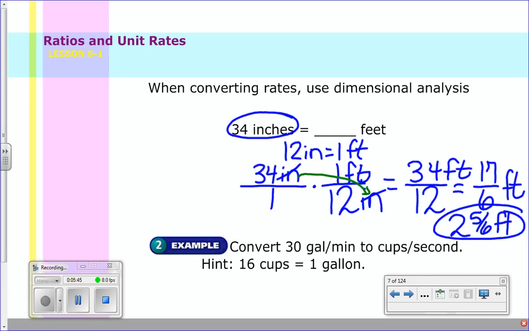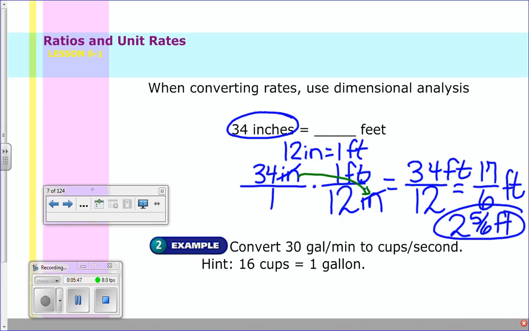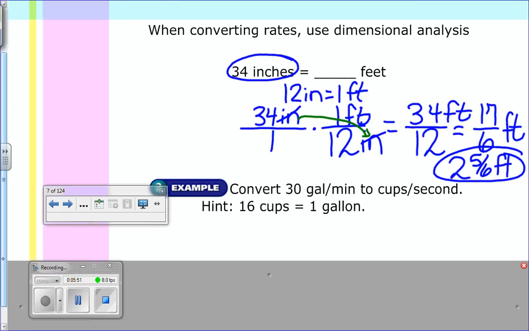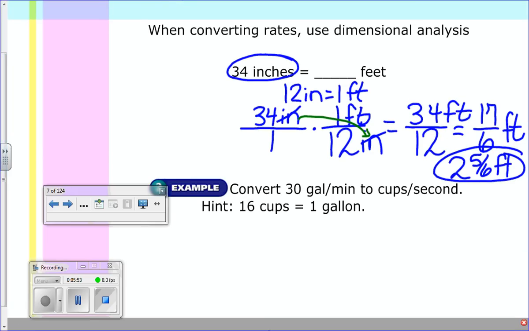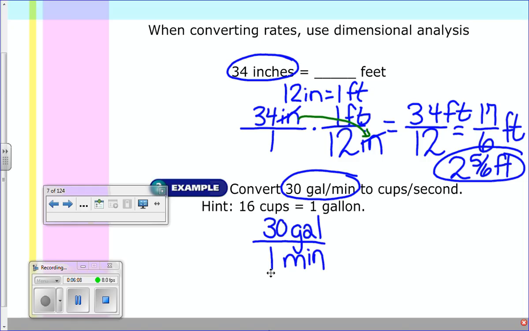So here I have another example. And this one says convert 30 gallons per minute to cups per second. And then I give you a little helpful hint. There's 16 cups per gallon. So again, you start with what they give us, which is 30 gallons. This is the rate they give us, or unit rate really, per 1 minute. So that's what we start with.